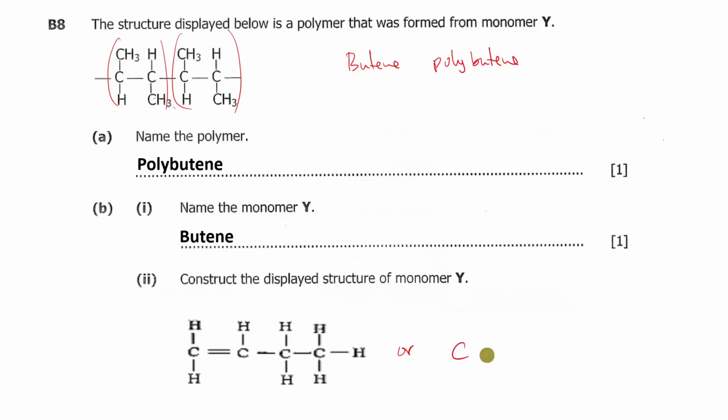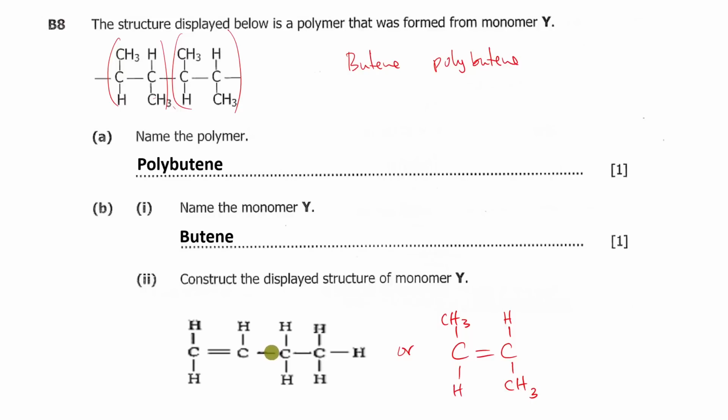You say C, then you put CH3. Here you put H. Here you put H. Then here you put CH3. Either this one or this one, they are okay. So this one is similar to this one, but they can only be similar. You just shift this bond. You bring it here.